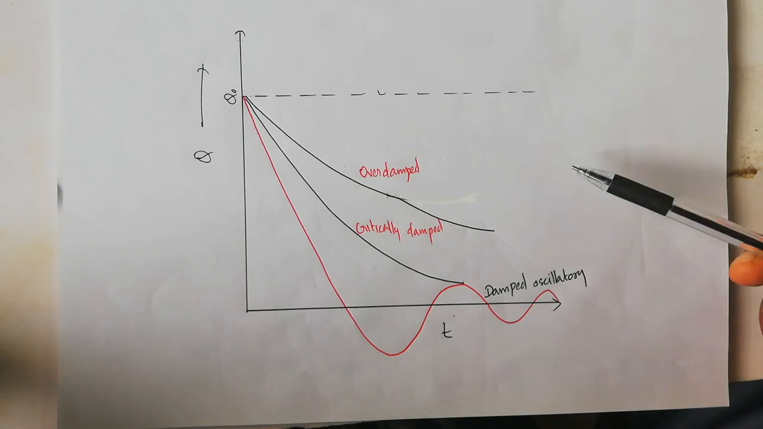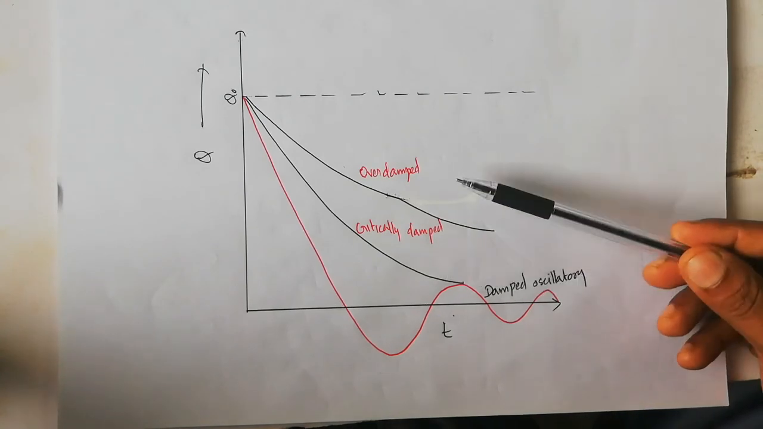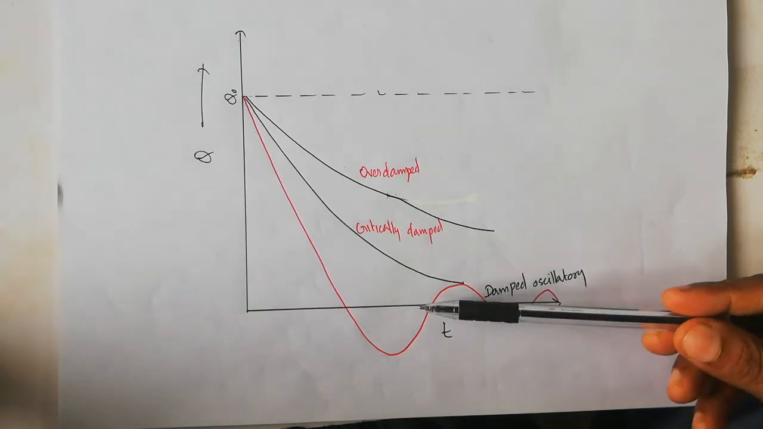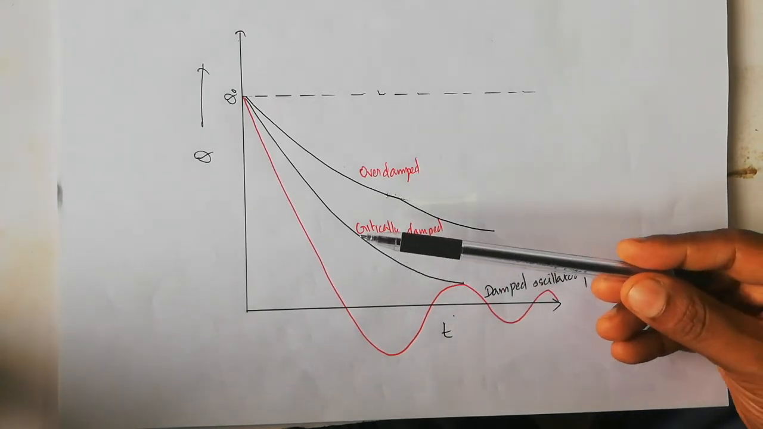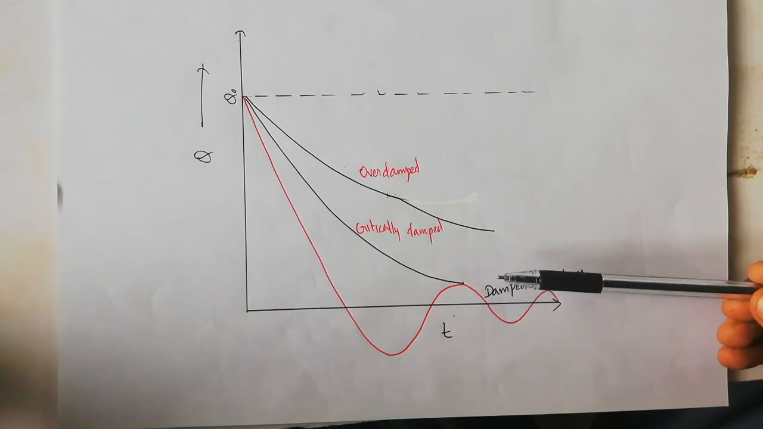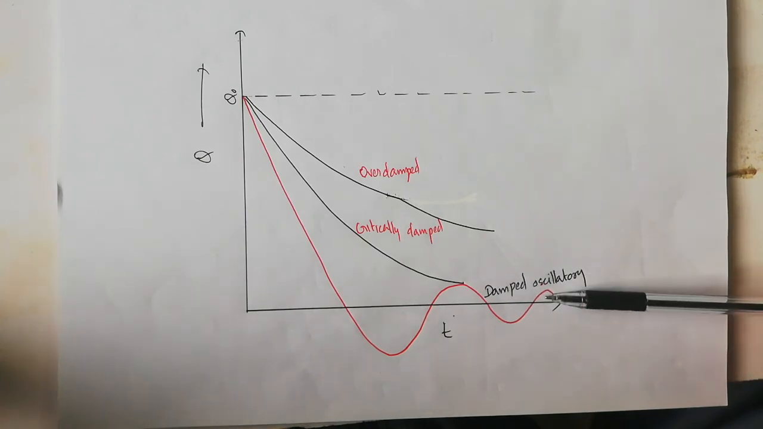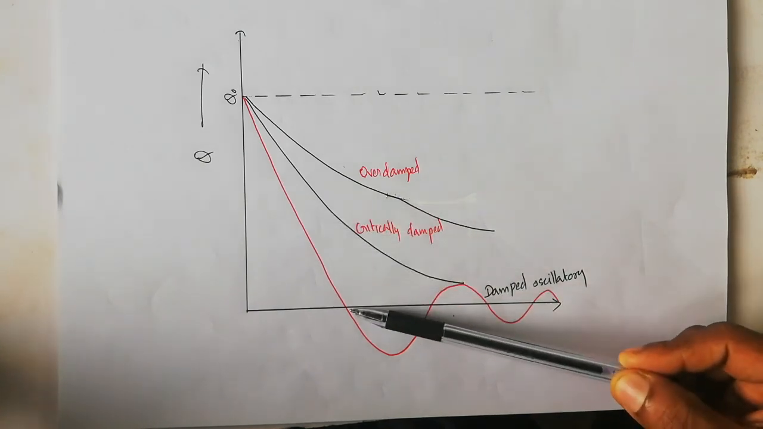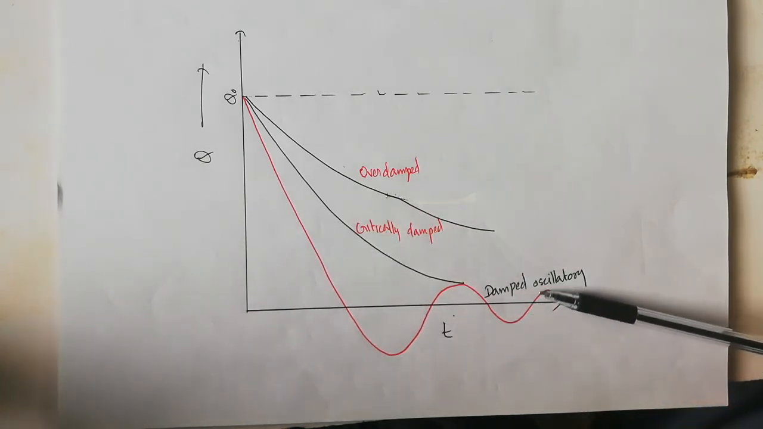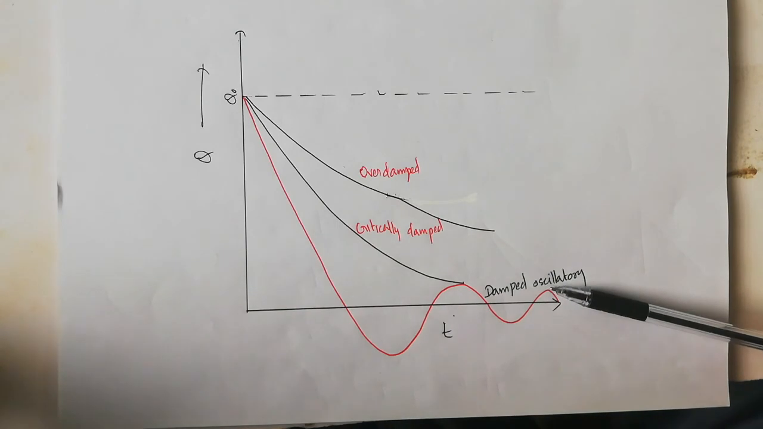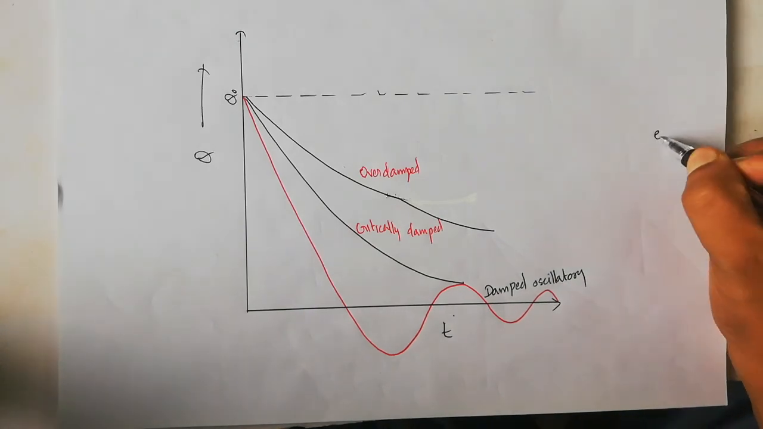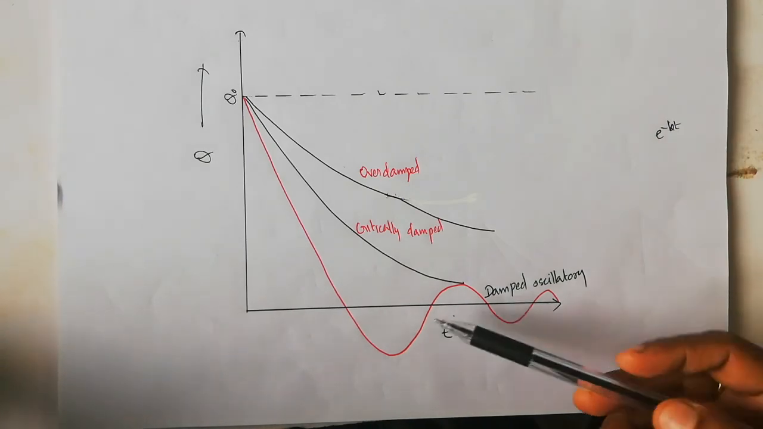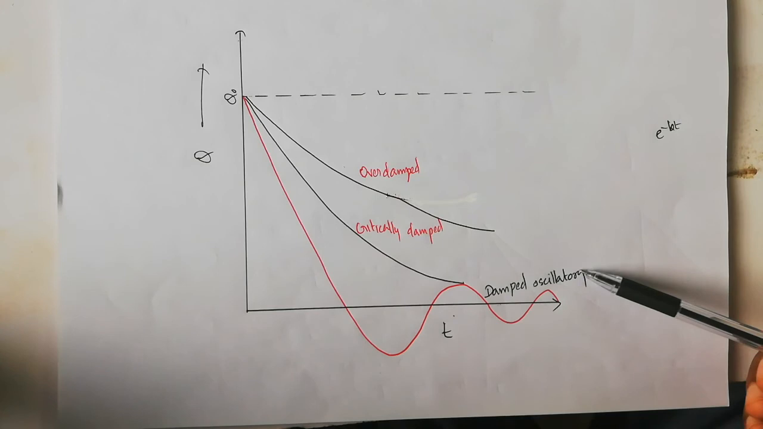And this is the graphical representation for the three conditions: overdamped, critically damped and damped oscillatory. In damped oscillatory, the charge oscillates above and below zero as it finally settles down to zero value. Here, the charge decays exponentially to zero, then oscillates about the minimum. But the oscillations are damped due to the presence of the e raised to minus bt term. And this condition is said to be damped oscillatory.